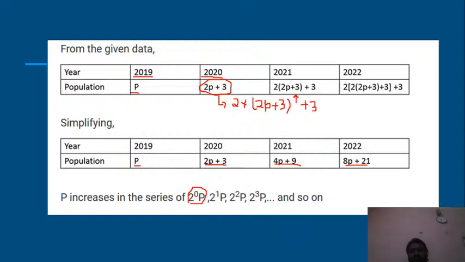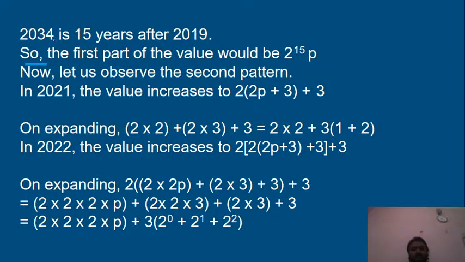See, first the power of 2 on p was 2 to the power 0. I can write this as 2 to the power of 0 into p. Now here the power of 2 becomes 2 into 1, then 4 I can write as 2 into 2 square, and this becomes 2 into 2 cube. So now guys, the trick is, when the year is 21 it becomes 2, year 22 it becomes 3, and in this way it goes on and on. So for 2034 it would become 2 to the power 15 p. So my first pattern is 2 to the power 15 p.